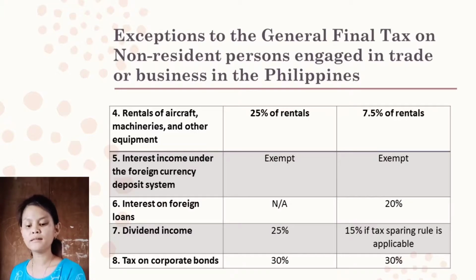The next one is the dividend income, which has 25% to the NRA, NRANTB, and 15% if tax-sparing rule is applicable in NRFC. The last one is the tax on corporate bonds. It has 30% for NRA, NRANTB, and NRFC.